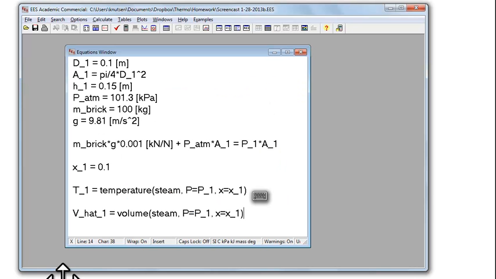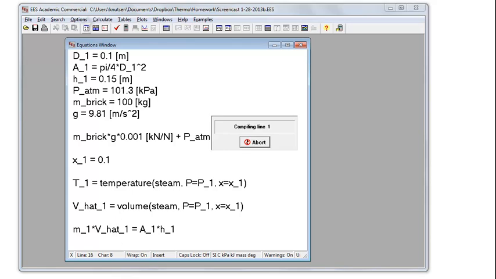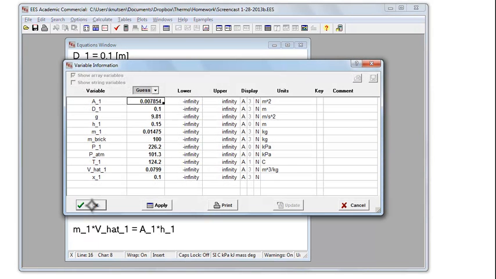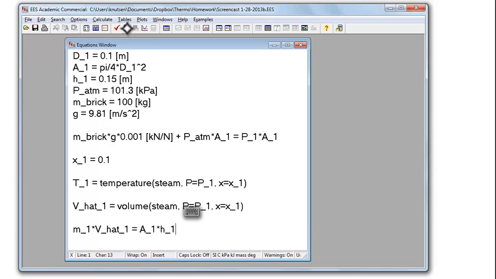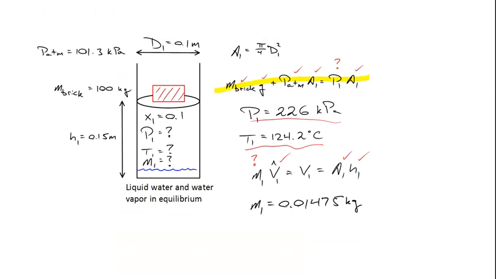So we know V1, we can solve. We don't have to solve explicitly for M1, so I'll type that equation in. So here's the left part of it. M1 times V hat 1 is equal to A1 times H1. And let's check the units on everything. I look at it, all my units are filled in. I think everything should be good. If I don't get a unit mistake, I can be fairly confident in my answer. And I'm coming up with a mass M1 of 0.01475 kilograms. So about something a little bit less than 15 grams for the mass in that fluid. So here's M1 equal to 0.01475 kilograms.